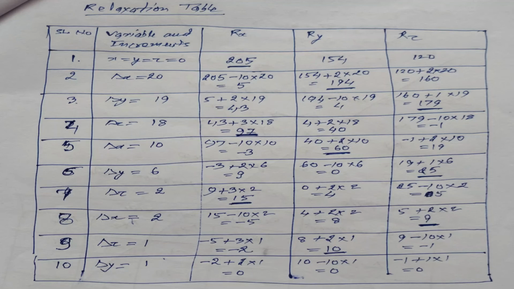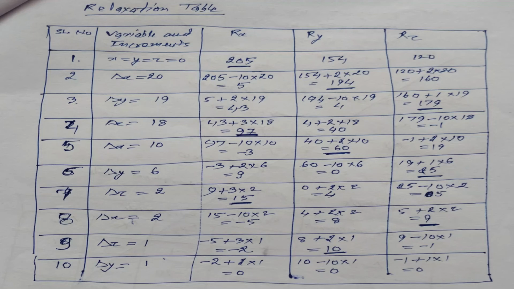So, we have to find a number so that 179 can be decreased. So, we take delta z equal to 18. And then Rz becomes 179 minus 10 into 18, that is minus 1. Correspondingly, Rx becomes 43 plus 3 into 18, that is 97. And Ry becomes 4 plus 2 into 18, that is 40.